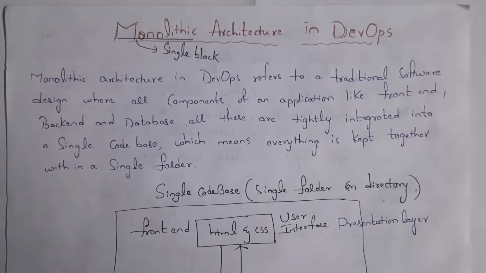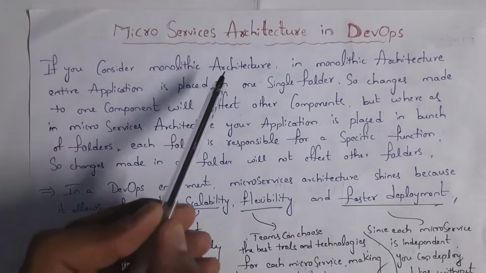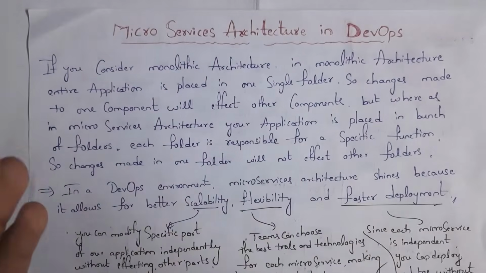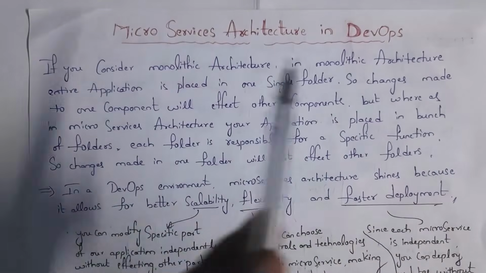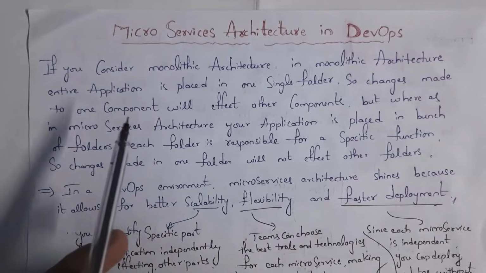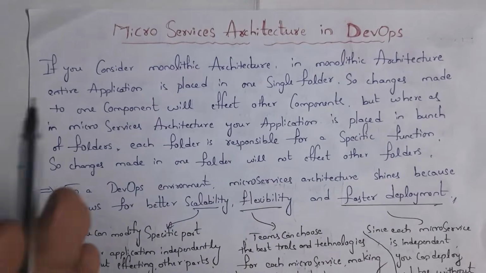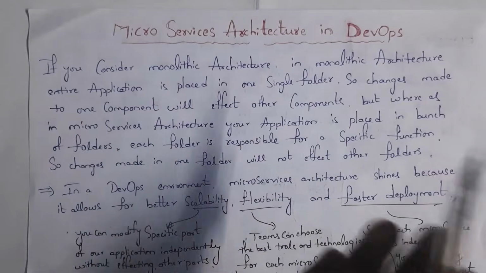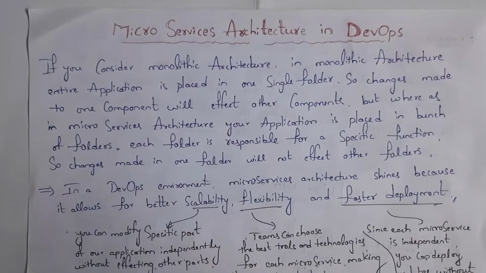Next I will explain what is microservice architecture in DevOps. If you consider monolithic architecture, in monolithic architecture, the entire application is placed in one single folder. So changes made to one component will affect other components. But whereas in microservice architecture, your application is placed in a bunch of folders. Each folder is responsible for a specific function. So changes made in one folder will not affect other folders. Guys, I will give one example so that you can clearly understand what is this microservice architecture.